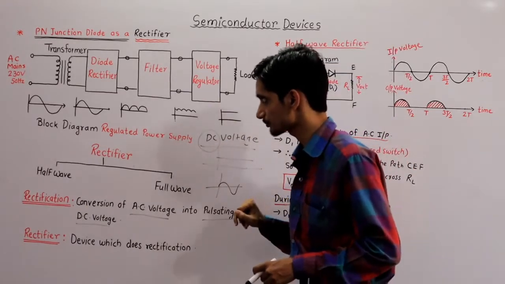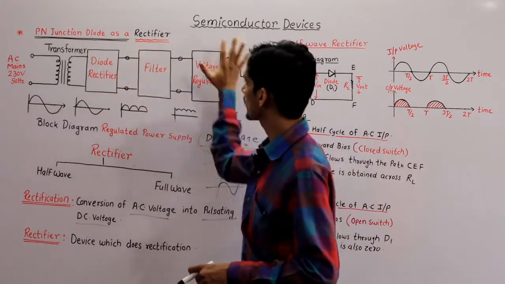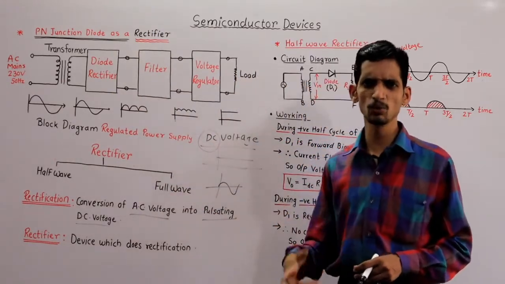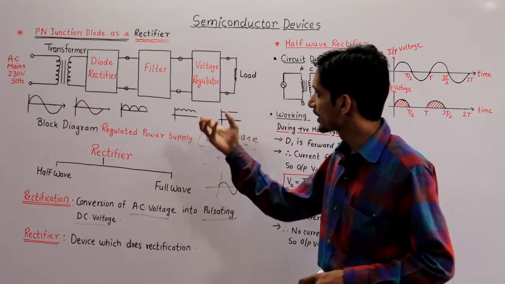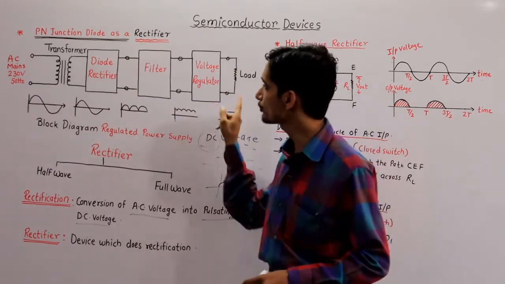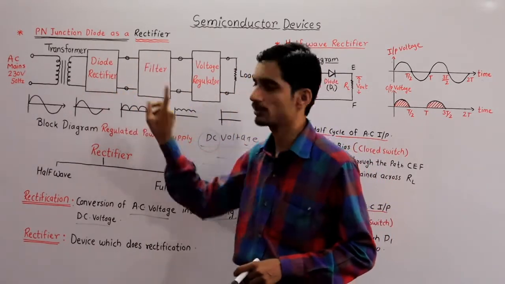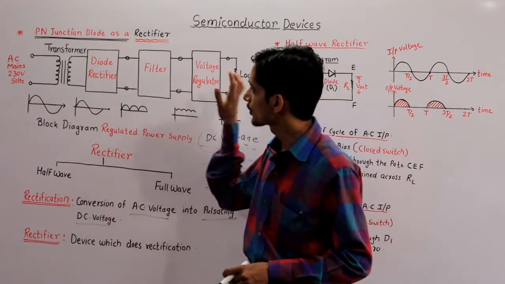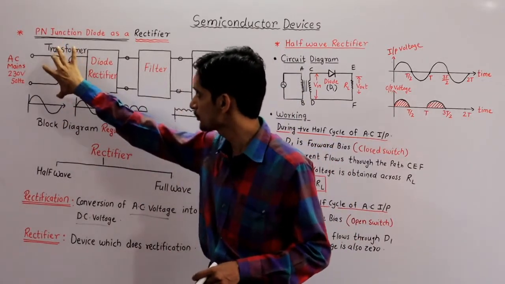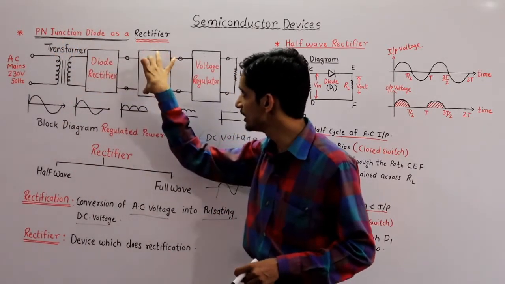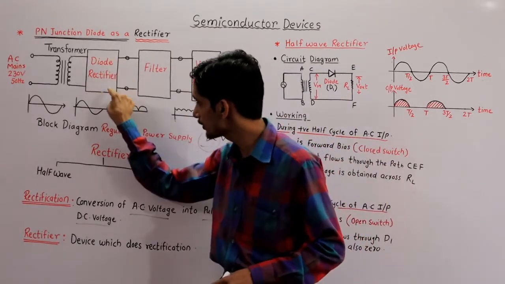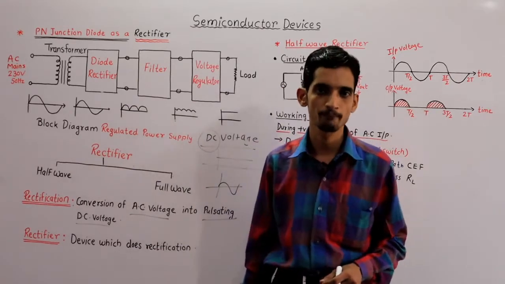Now, if you observe this block diagram, actually this is a block diagram of a regulated power supply. Rectifier is a sub part of the regulated power supply, one of its blocks. The regulated power supply consists of different blocks: first the transformer, then the rectifier, then the filter and the voltage regulator. We are now discussing one of the blocks, the diode rectifier, in this particular lecture.